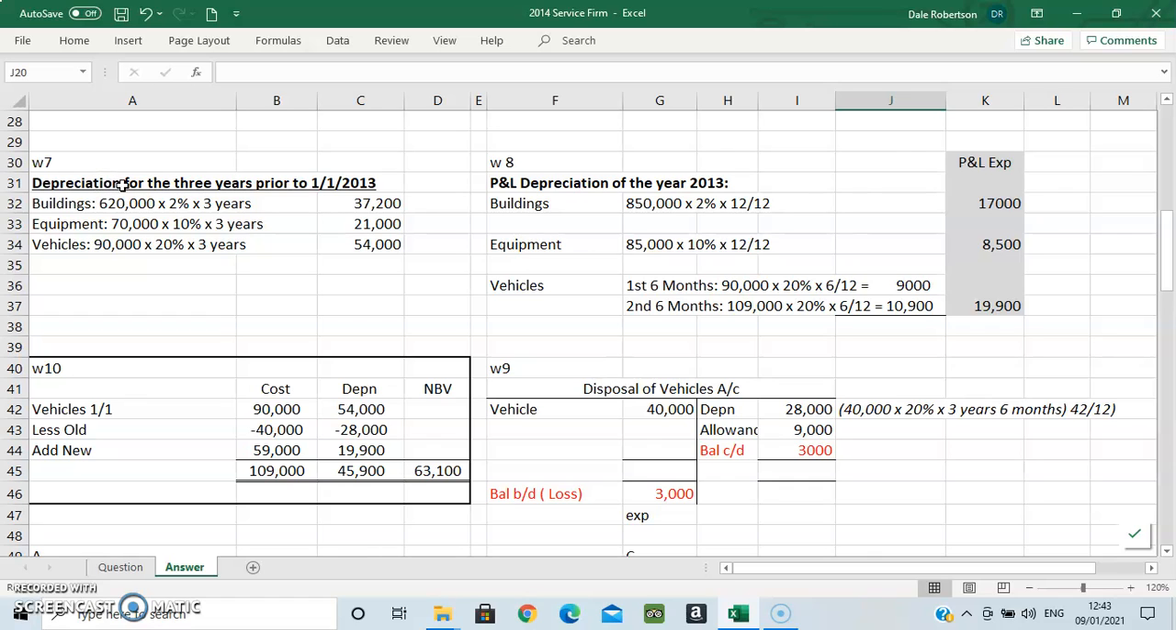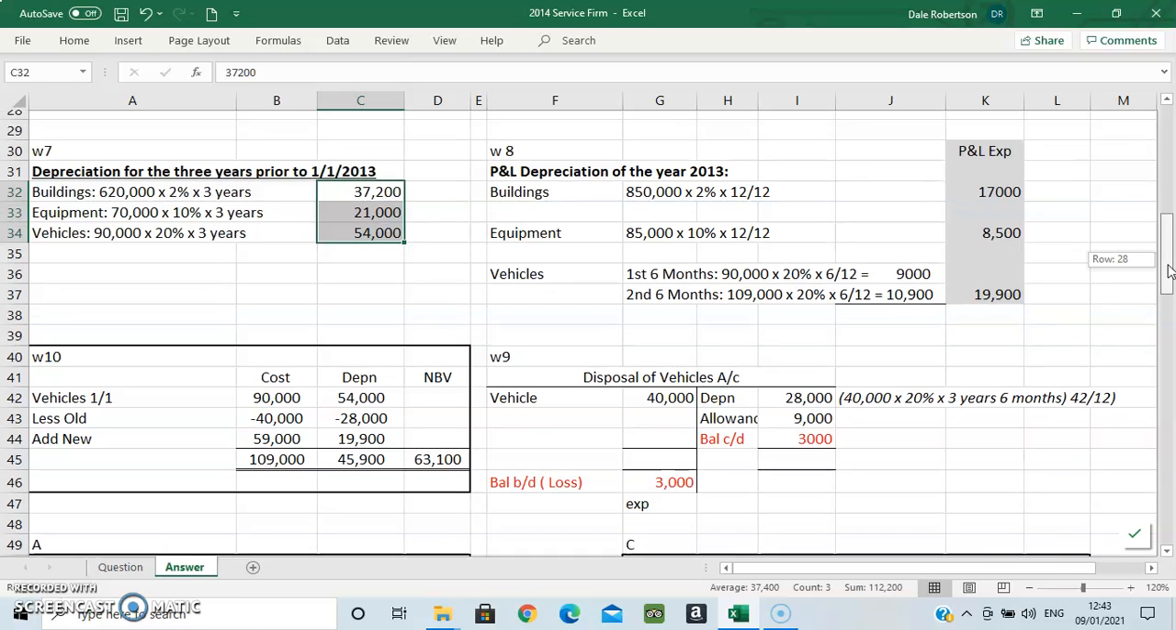The depreciation for the 3 years prior to 2013. Well, you have buildings, and at the start of the year, they are 620,000. 2% by 3 years, that's 37,200. Equipment, 70,000 by 10% by 3 years is 21,000. Vehicles, 90,000 by 20% by 3 years is 54,000. Now those three numbers you subtract from the asset value in the reserves or in part A.